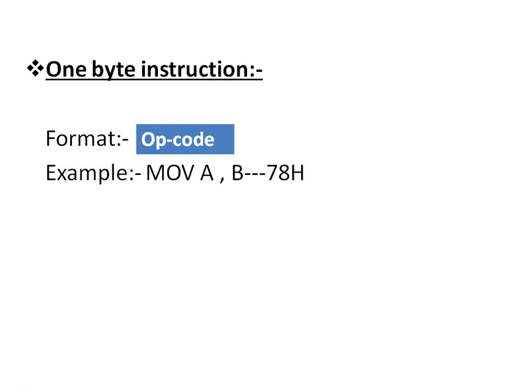The format of this 1-byte instruction is opcode. For example, if we write an instruction like MOV A, B, it is a 1-byte instruction. This instruction has only an opcode. Let's say the opcode is 78H. So 78H is what? It is 1 byte. So the total number of memory locations required for this instruction is 1 byte. That's why it is called a 1-byte instruction.